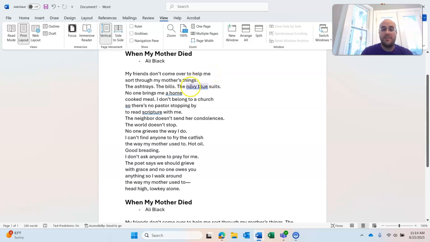I wanted to highlight the fact that you don't just lose a parent, you didn't just lose my mother, but I lost this sense of home. No one brings me a home. I wanted to really focus on this fact that I don't have other crutches that some people might. Social crutches, a group of friends, a church to belong to. I don't belong to a church. I want to highlight that at the end of a line. So there's no pastor stopping by to read scripture with me. Another line that leaves that "me" at the end of it.